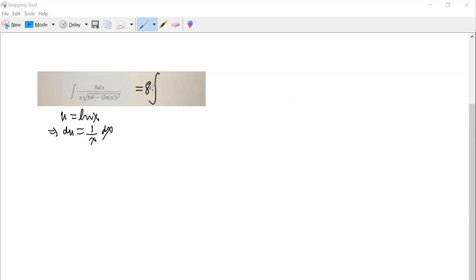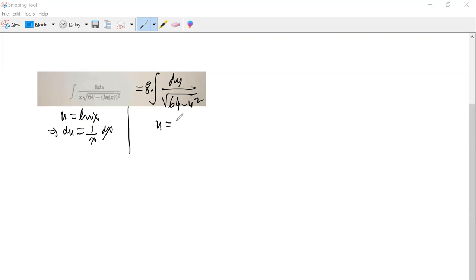That will change this integral. So you can move the 8 outside. That will change this to du over square root of 64 minus u squared. And this is a trig integral, so we're going to solve this by trig substitution, the rest of it. And then I'm going to make another substitution here.